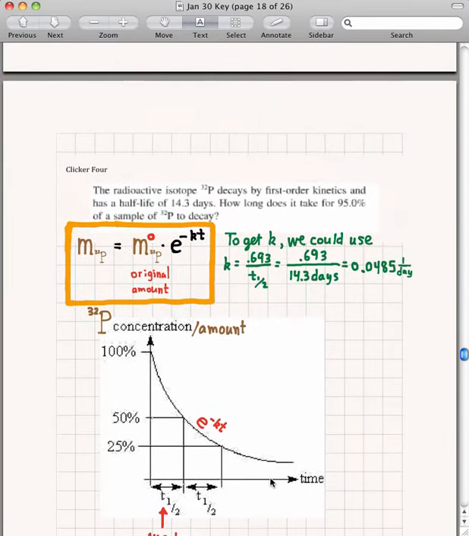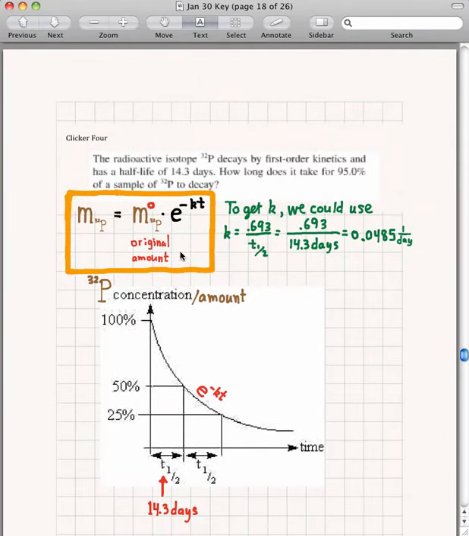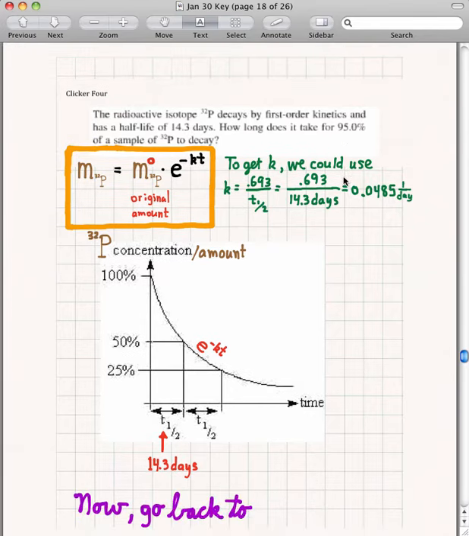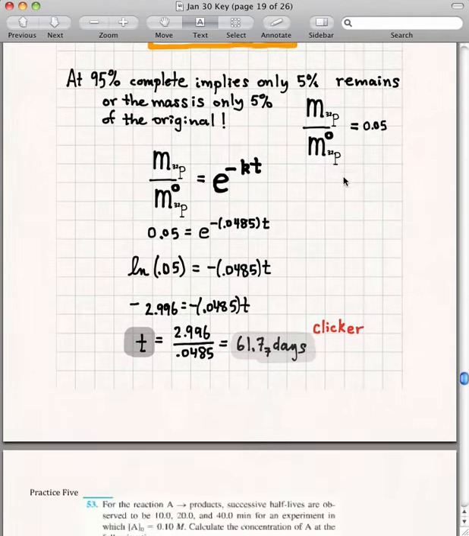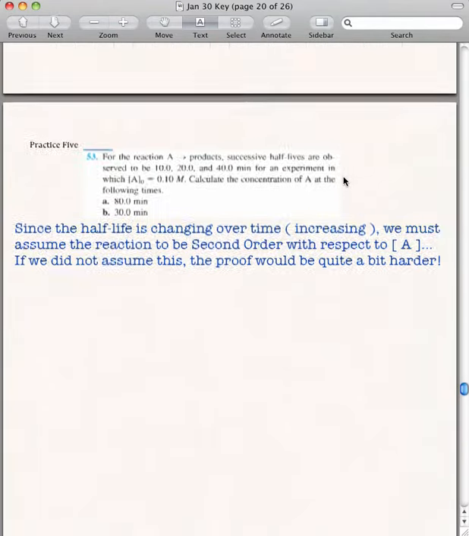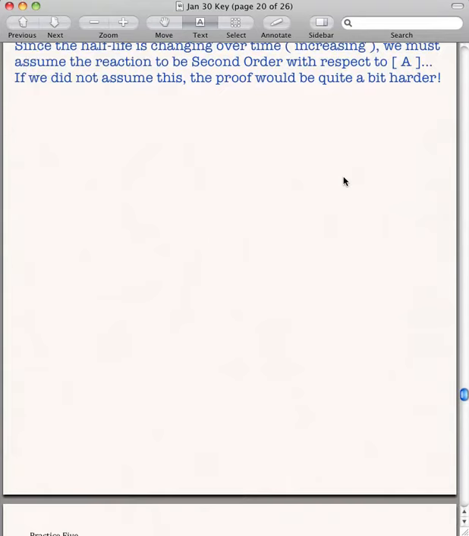Because the half-life was 14 days, it would take more than 14 days to go to 95% completion. I got, what did I get? 62 days-ish.